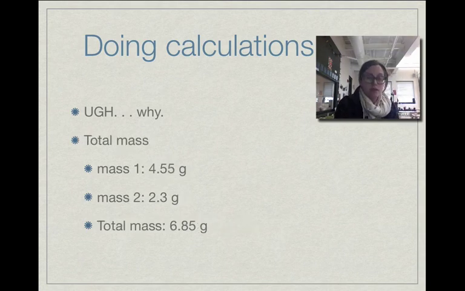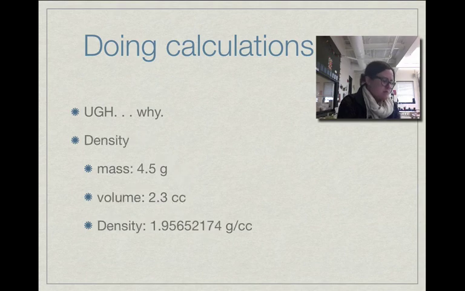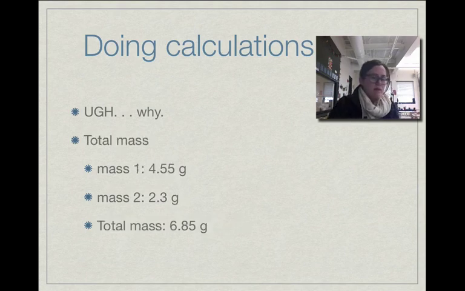So what I should do here is take 6.85, and I need to make it... So what I need to do is make sure that my total mass answer is as precise as my least precise. So, and I'll teach you how to do that in just a second.